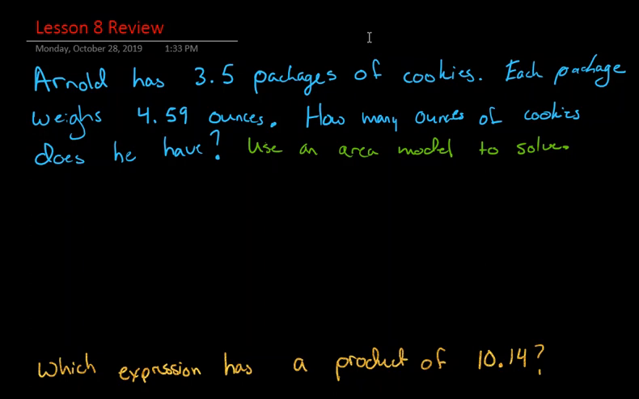All right. Arnold has 3 and 5/10 packages of cookies. Each package weighs 4 and 59 hundredths ounces. How many ounces of cookies does he have? Use an area model to solve.